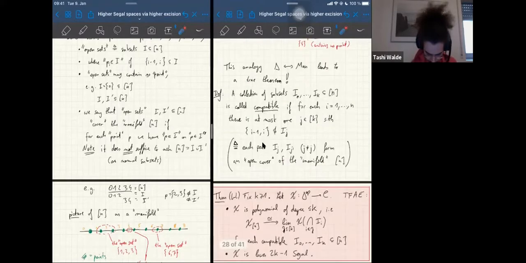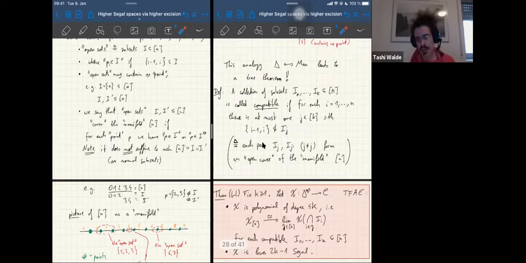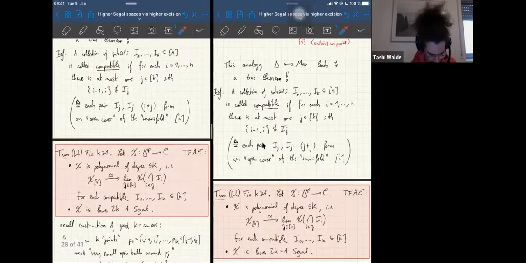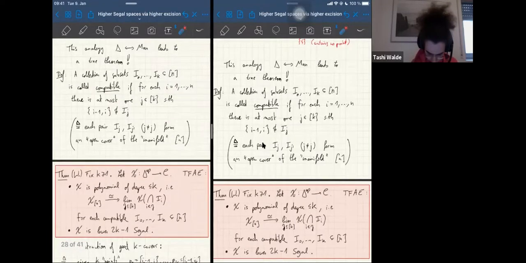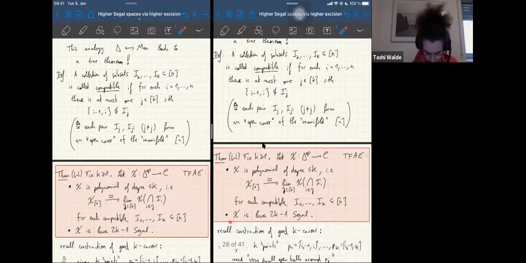And now with this definition, we get the following theorem. This is now an actual theorem, which says that a functor is lower 2k minus 1 Segal if and only if it is a polynomial of degree smaller or equal k, in the sense exactly as above, that the value on n can be computed as this limit over all possible intersections whenever we have such a compatible cover, as before.